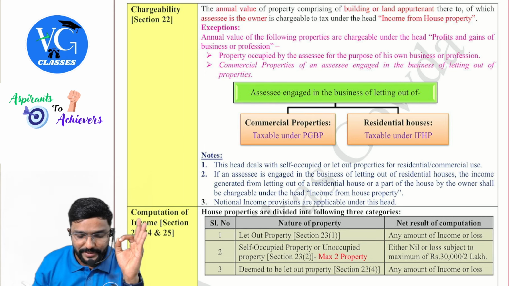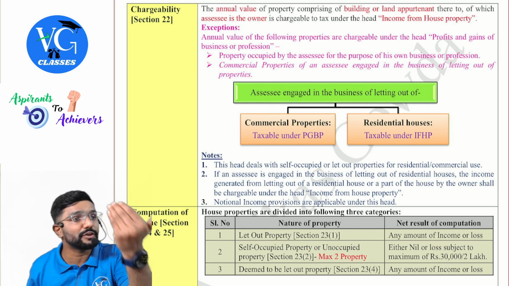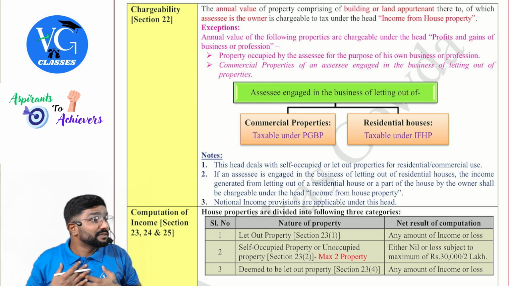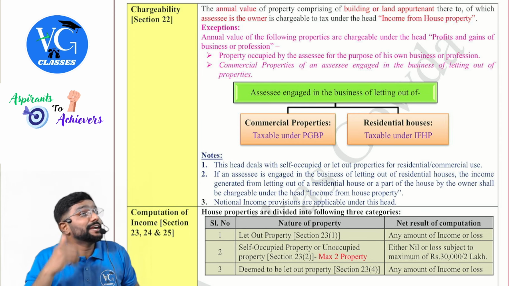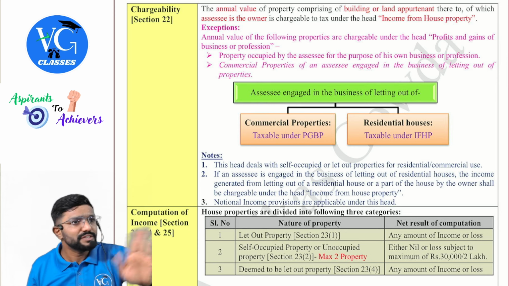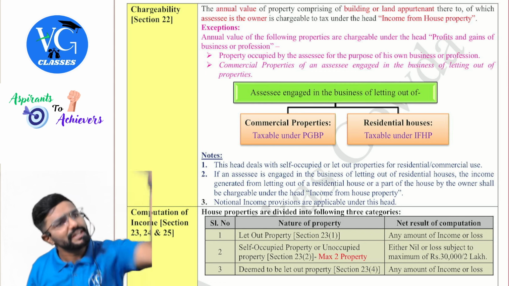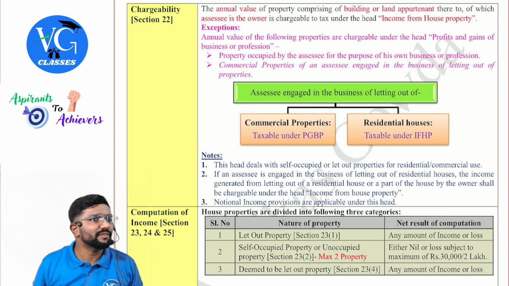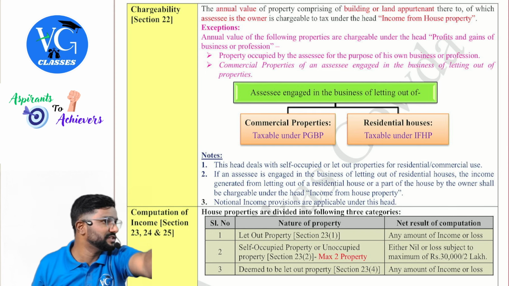Next, this is an amendment part. Commercial properties of an assessee engaged in the business of letting out of properties means I am not using it for my business. My business itself is letting out of commercial property. That means, am I using it for my business? No, no, no. My business is to let out, for someone else to do business there. So who is doing business? Not me. My tenant is doing business there.